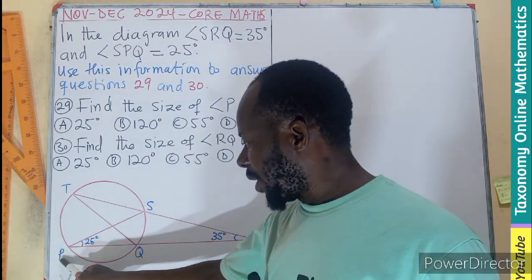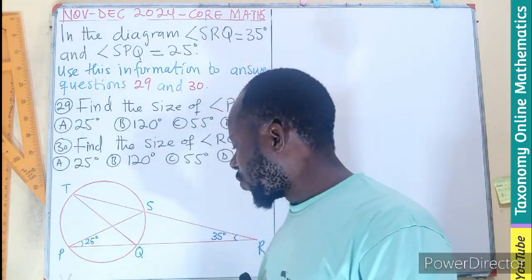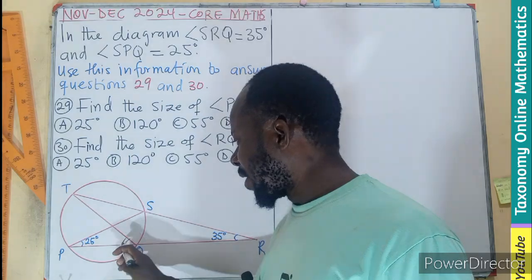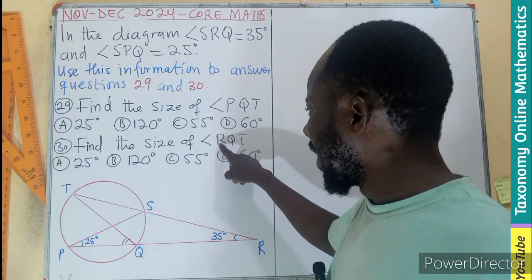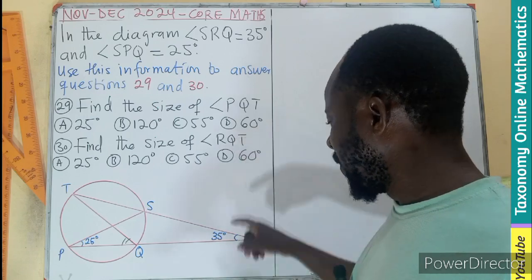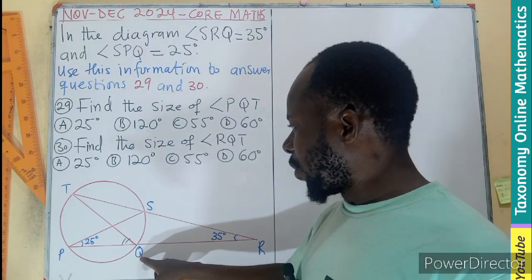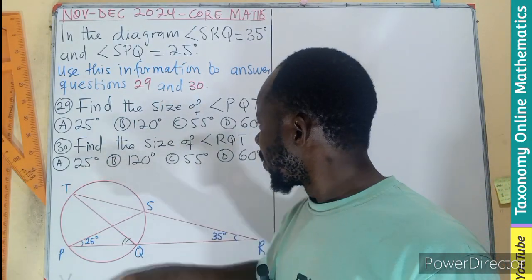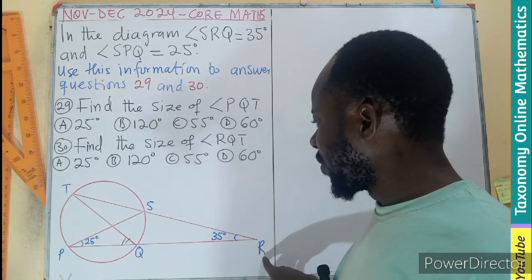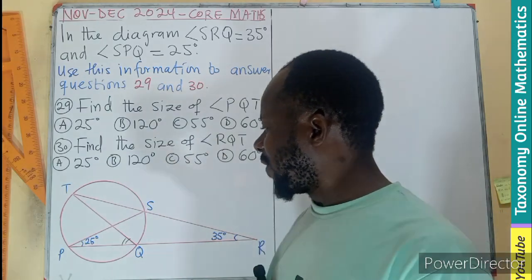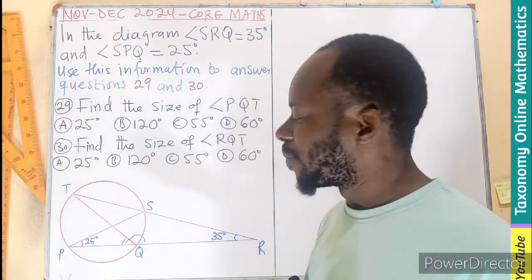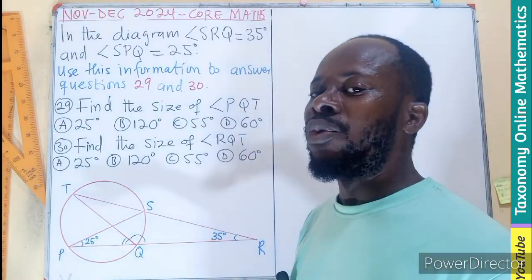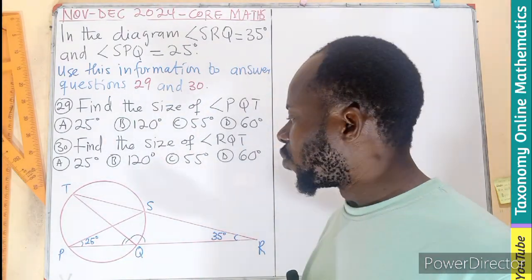Why is it PQT? So we're looking for this very angle. In question 30, we are looking for angle RQT. RQT, right? R, then Q, then T. So these two angles are supplementary. So if you know one, we subtract from 180 to get the other one.